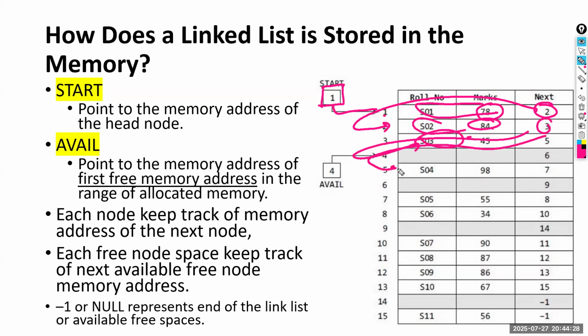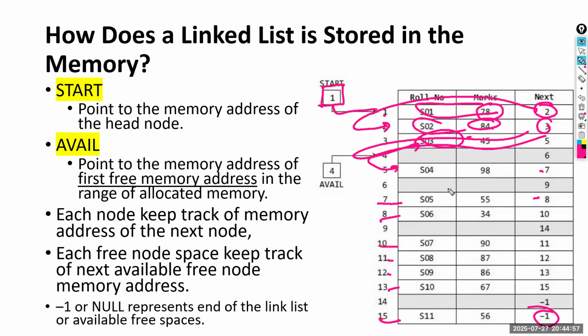So 5. That means 4 is not used. So 5 refers to 7, 7 refers to 8, 8 refers to 10, 10 refers to 11, 11 refers to 12, 12 refers to 30, and 30 refers to 50. And 15 refers to -1. So that means that is the end, the last node.